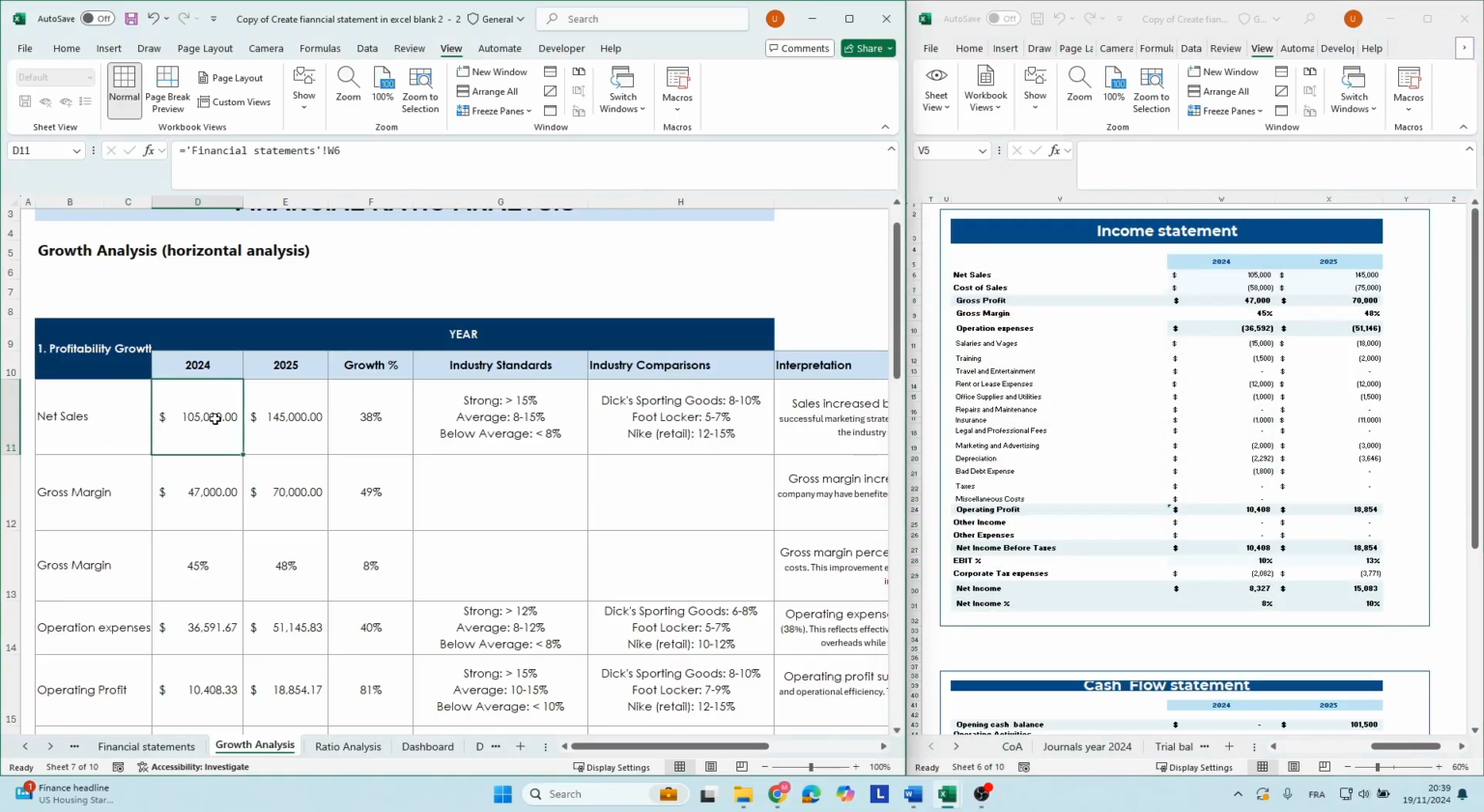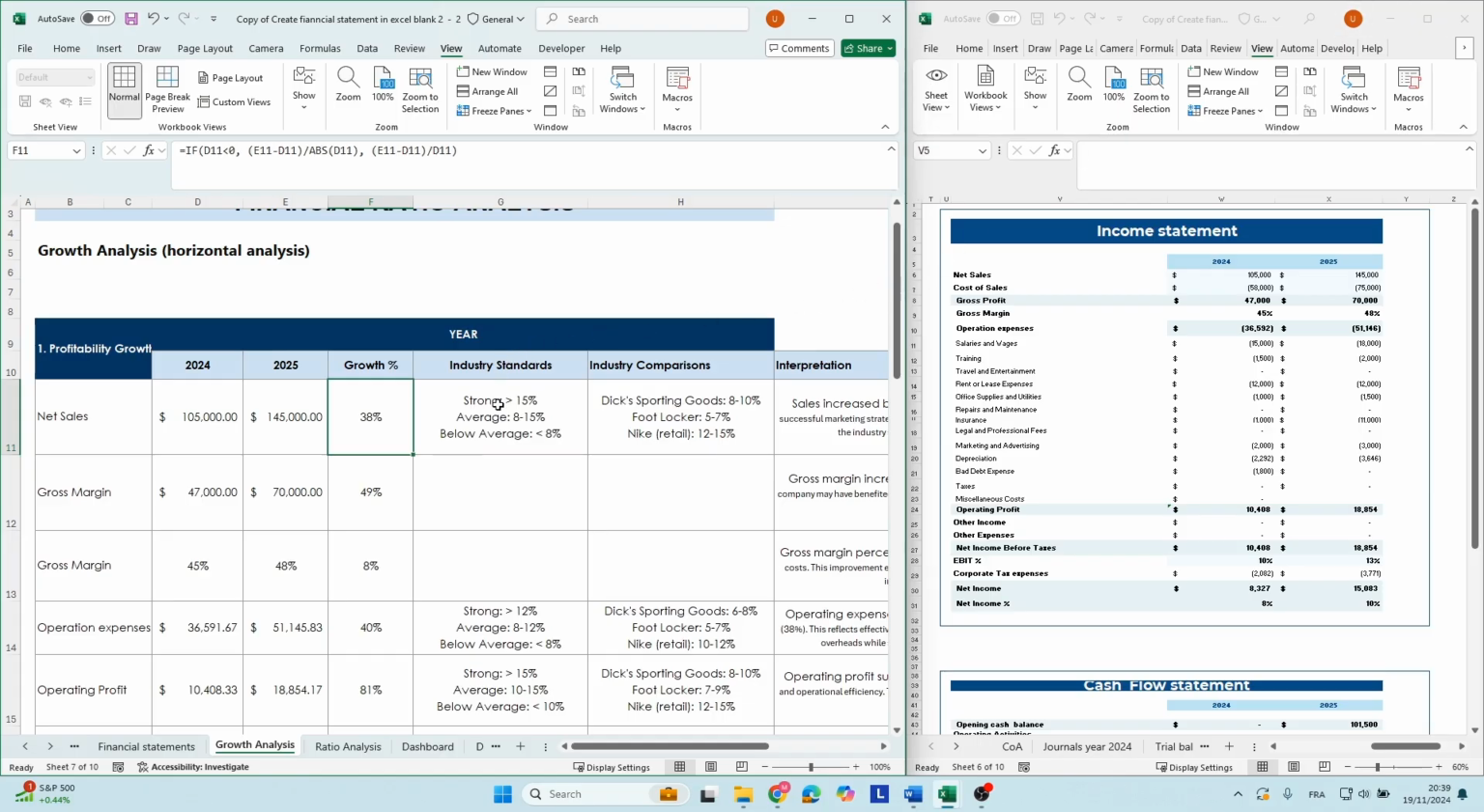Net sales increased from 104 to 145. The growth is 38%, which is considered a very strong growth for the company, reflecting strong revenue growth. This is related to the increase of the sales for this year compared to the previous year.